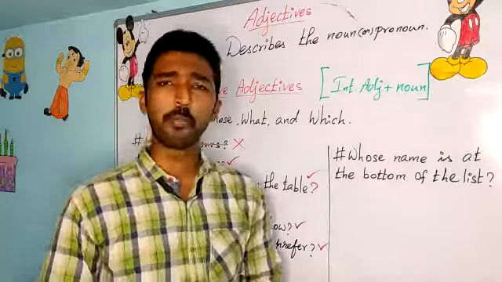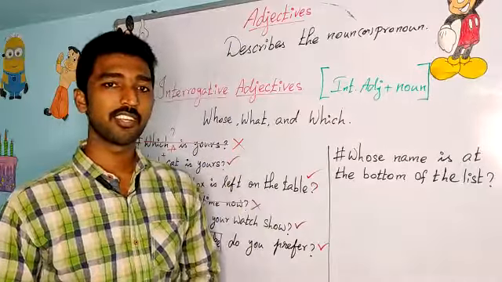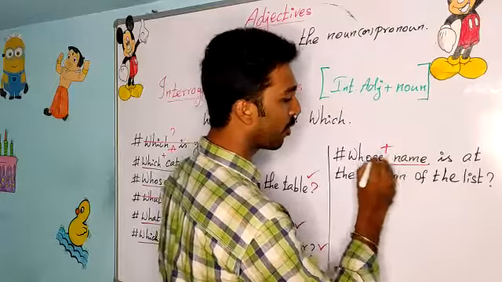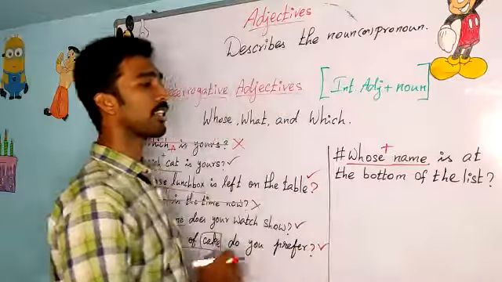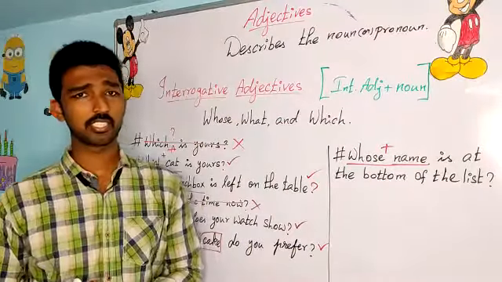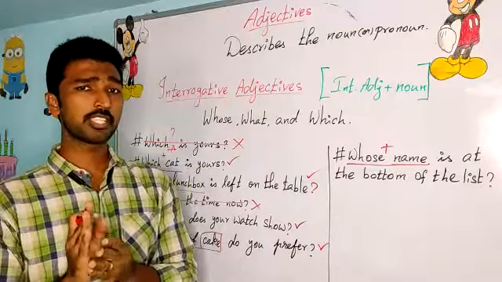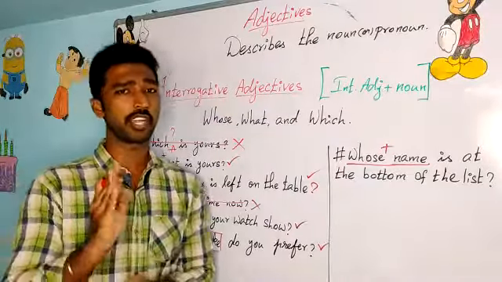Whose name is at the bottom of the list? The word whose, interrogative adjective, is followed by a noun: whose name is at the bottom of the list. I hope you have understood well. These are the interrogative adjectives in English.